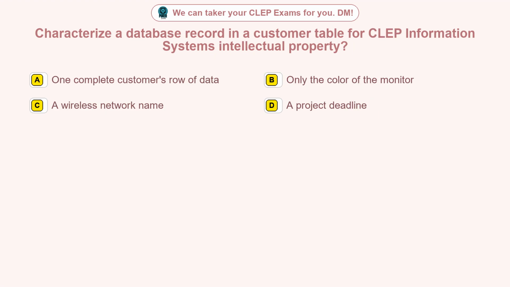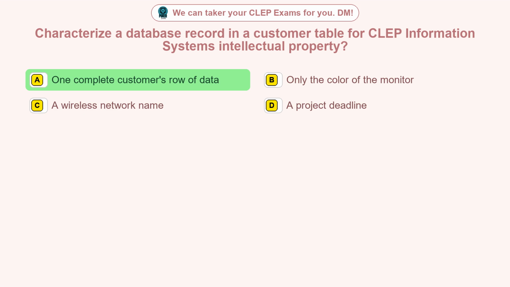Question 78. Characterize a database record in a customer table for CLEP Information Systems intellectual property. Option A. One complete customer's row of data. Option B. Only the color of the monitor. Option C. A wireless network name. Option D. A project deadline. The correct answer is option A.